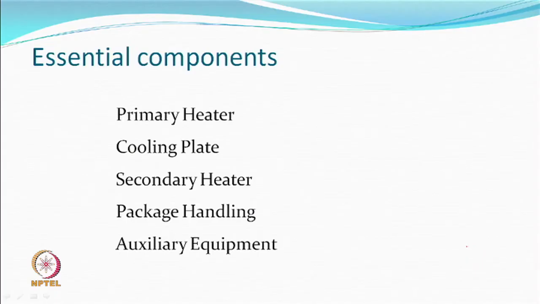Of course, simultaneously, we also know that the time required for an optimum setting for a POY will be less compared to a fully drawn yarn. So that way you can run the machine at faster speed. But you may still have to optimize. Some of the essential components of the machine, what we call a primary heater, about which we have been talking about the properties and so on and so forth. So the primary heater is required because you have to heat.